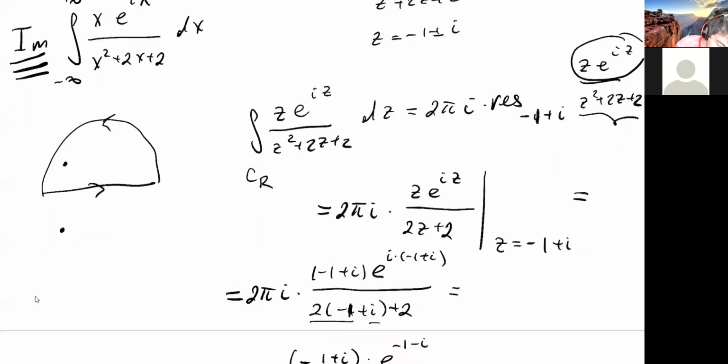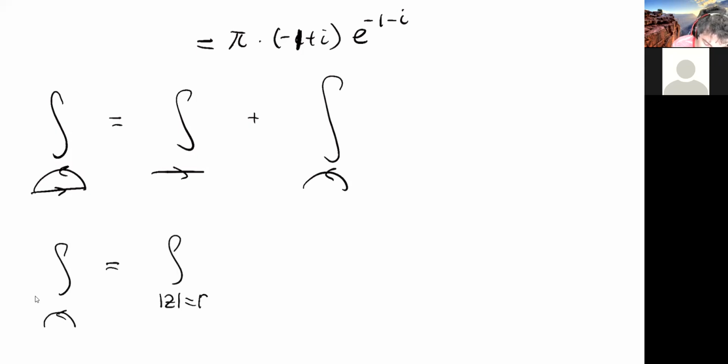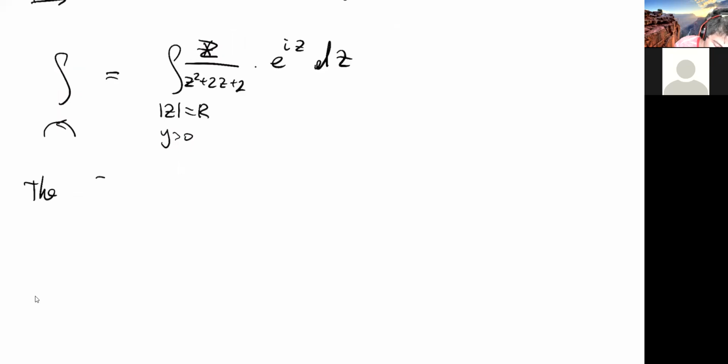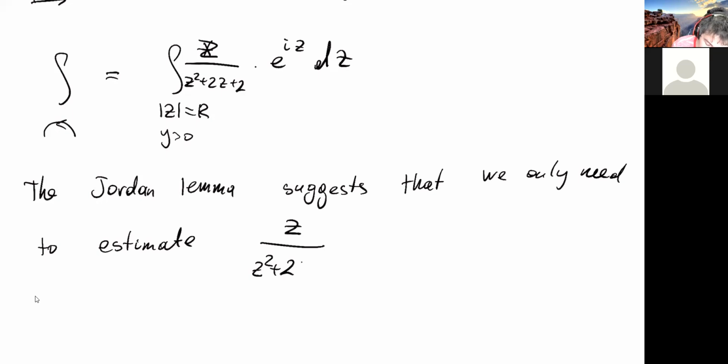Okay, so this integral over CR is equal to the integral over this, which is what we need, plus the integral over this. And for the second one, it's exactly the integral over this semicircle of z, divided by z squared plus 2z plus 2 times e to the I z dz. And the Jordan lemma suggests that we only need to estimate z divided by z squared plus 2z plus 2.